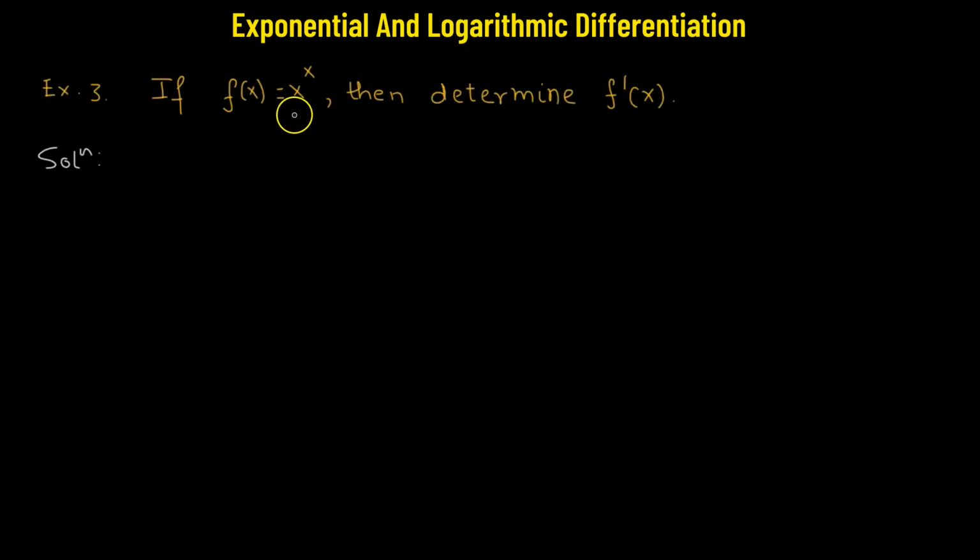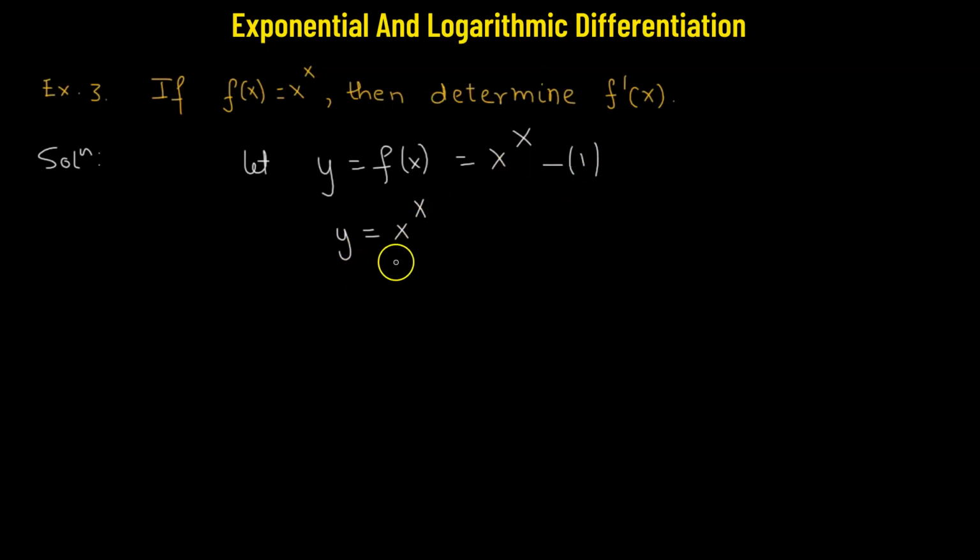So we have an exponent form of a function, which is x raised to the power of x. It's given that f of x is x raised to the power of x. We will consider that y equals f of x, which equals x raised to the power of x. So we'll start with y equals x raised to the power of x. Let's take the logarithm on both sides. That will give us log of y equals log of x raised to the power of x. So we can bring the x to the front. We'll have log of y equals x times natural log of x.